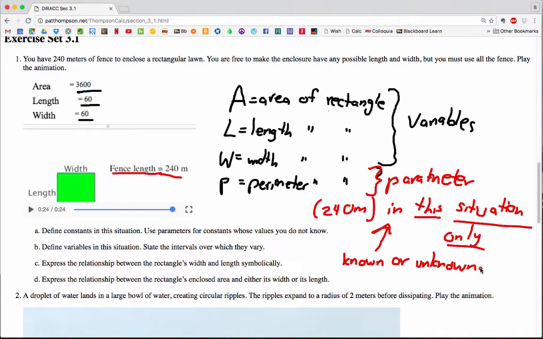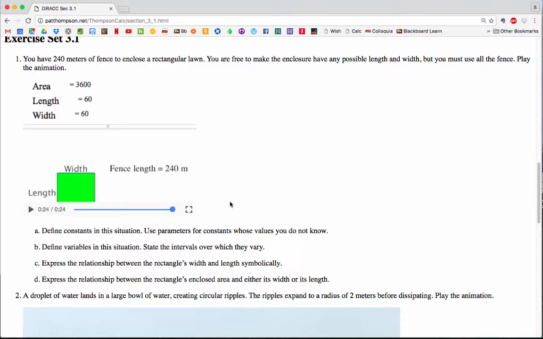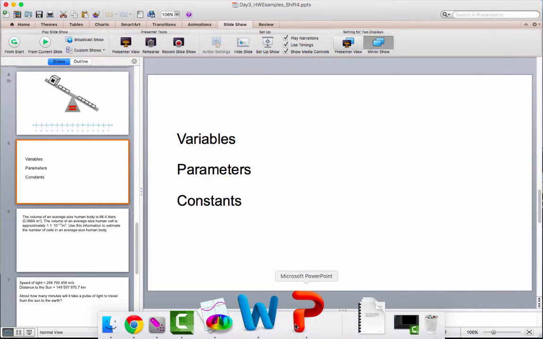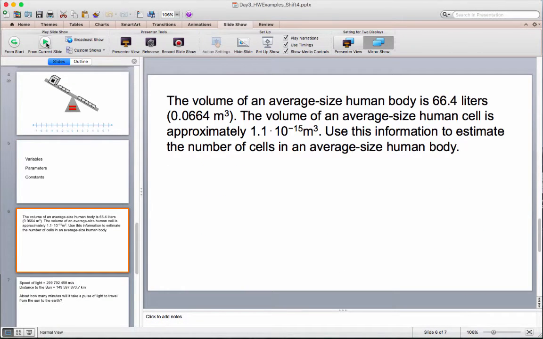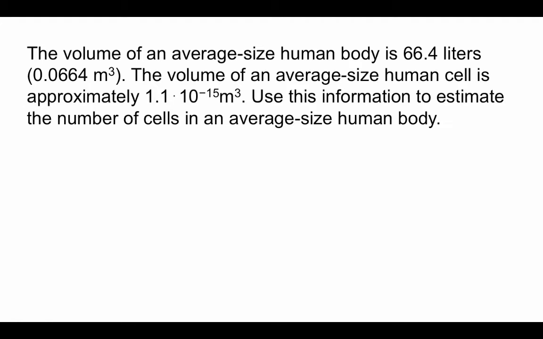Maybe I didn't tell you what the perimeter was, but if I label something P for perimeter, it's still going to be a parameter because it doesn't change in this situation. All right, I'm going to clear these notes. And let's finish up what we did on Tuesday, the 23rd.